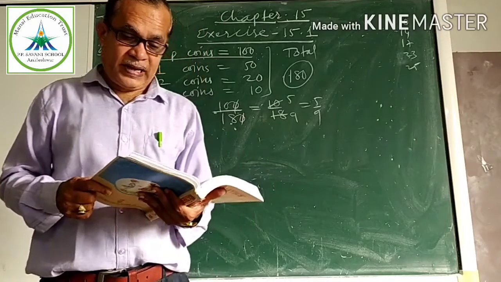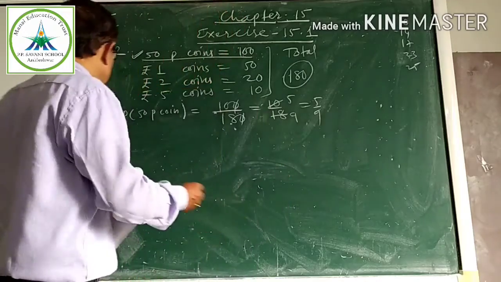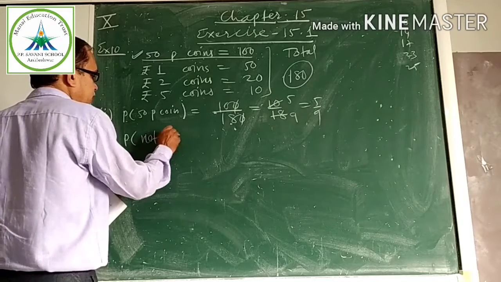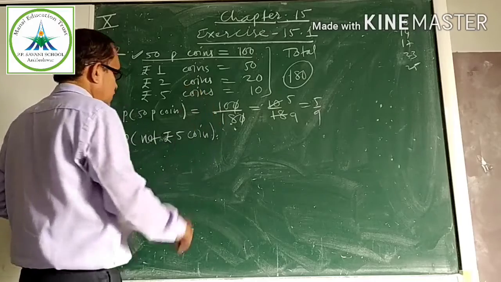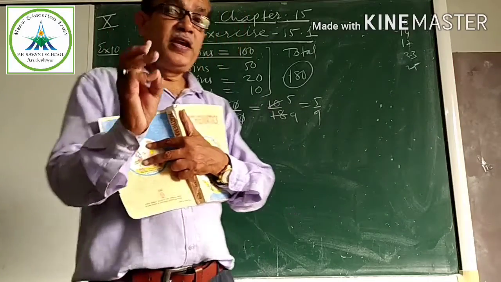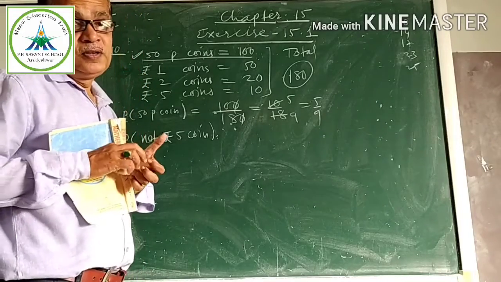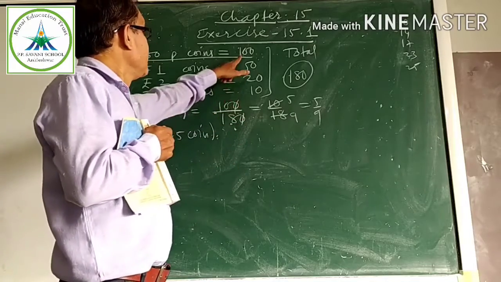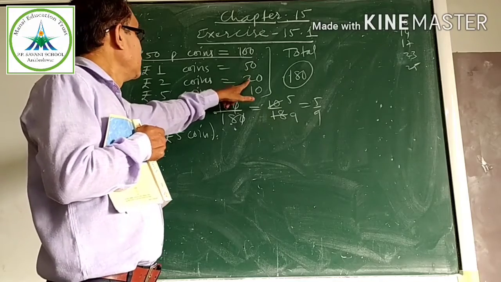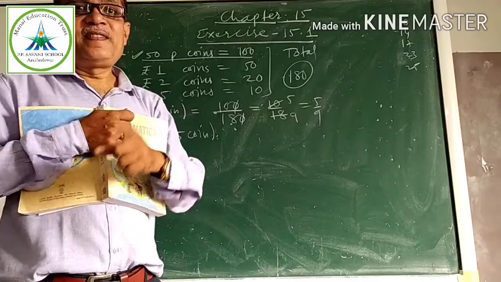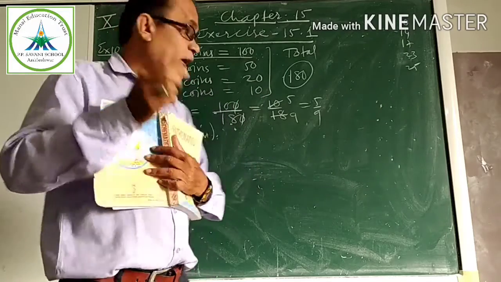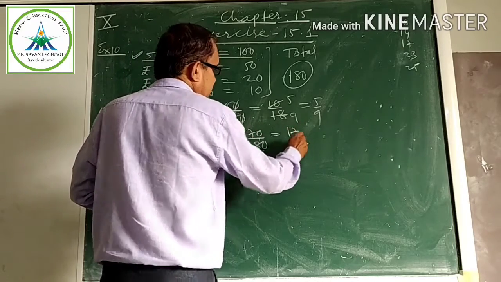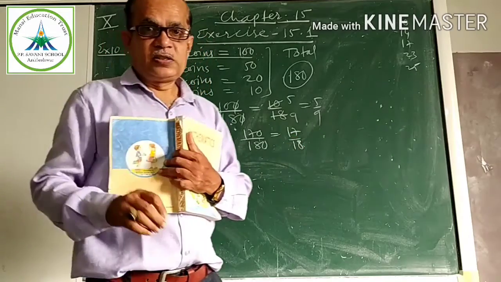Very good. Now second, the coin will not be a 5 rupee coin. If not a 5 rupee coin, then it can be a 50 paisa coin, or a 1 rupee coin, or a 2 rupee coin. So we write how many are satisfying that they are not 5 rupee coins: 100, 50, 20, that is 170. So 170 upon 180, that is 17 upon 18. Did you understand this? Very important.